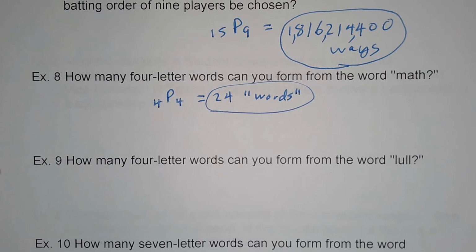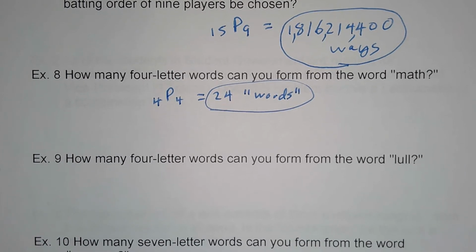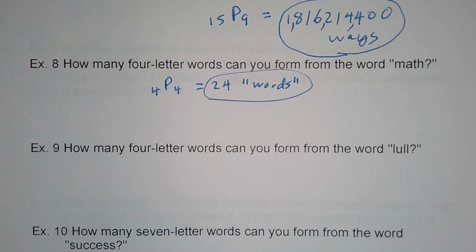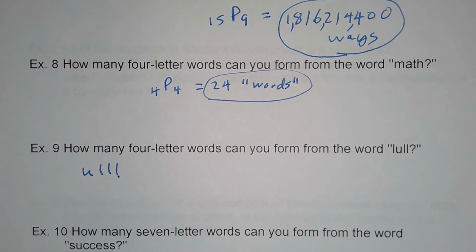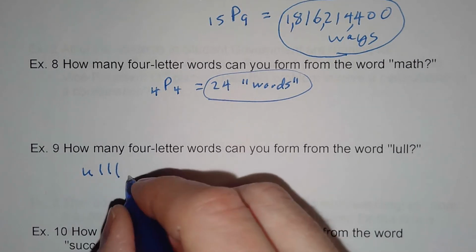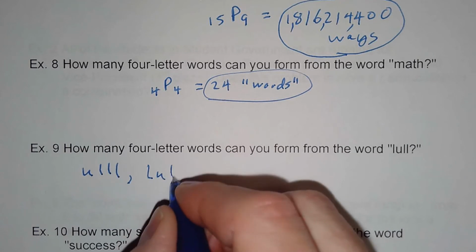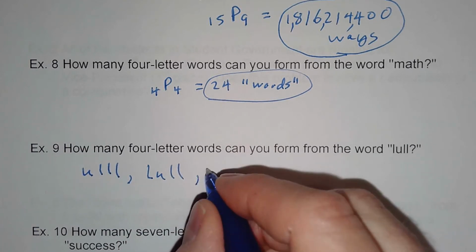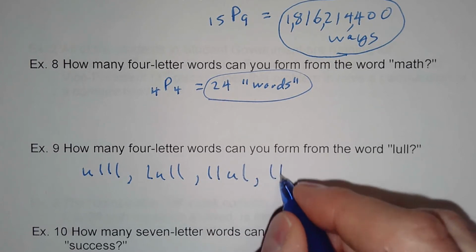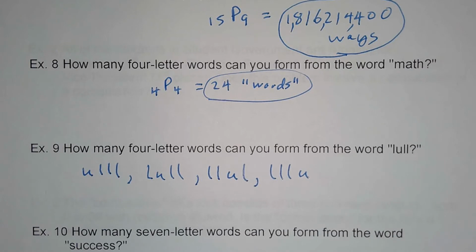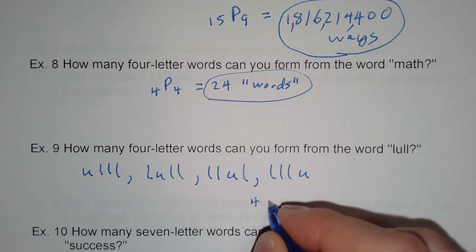Now, how many 4-letter words can you form from the word lull? Now here we've got repetition. So let's think about this. I could do U-L-L-L. I could do L-U-L-L. I could do L-L-U-L. And I could do L-L-L-U. So there's only 4 words we can form here.